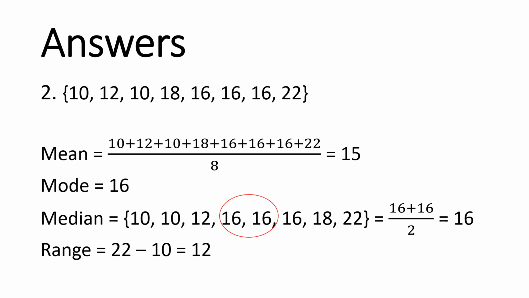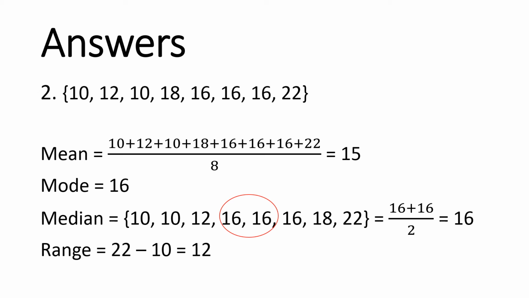For the second set, 10, 12, 10, 18, 16, 16, 16 and 22. The mean will equal 10 plus 12 plus 10 plus 18 plus 16 plus 16 plus 16 plus 22 divided by 8 equals 15. The mean equals 15. The mode will equal 16. If we have a look at our data, 16 appears 3 times in the data set, so it is the most occurring, so the mode equals 16.